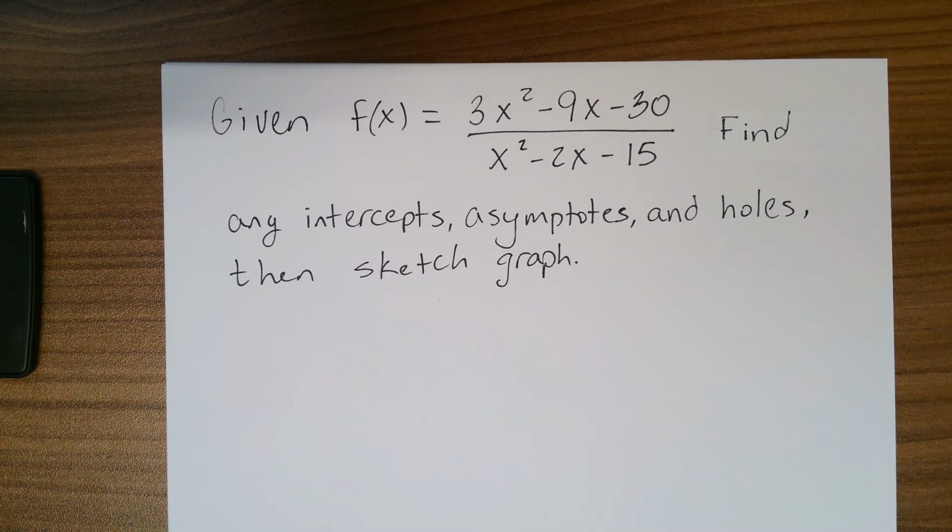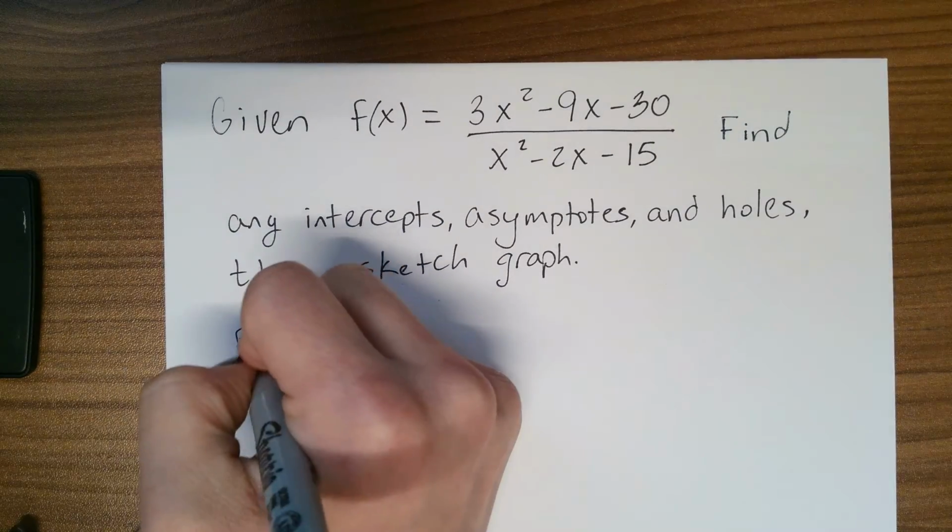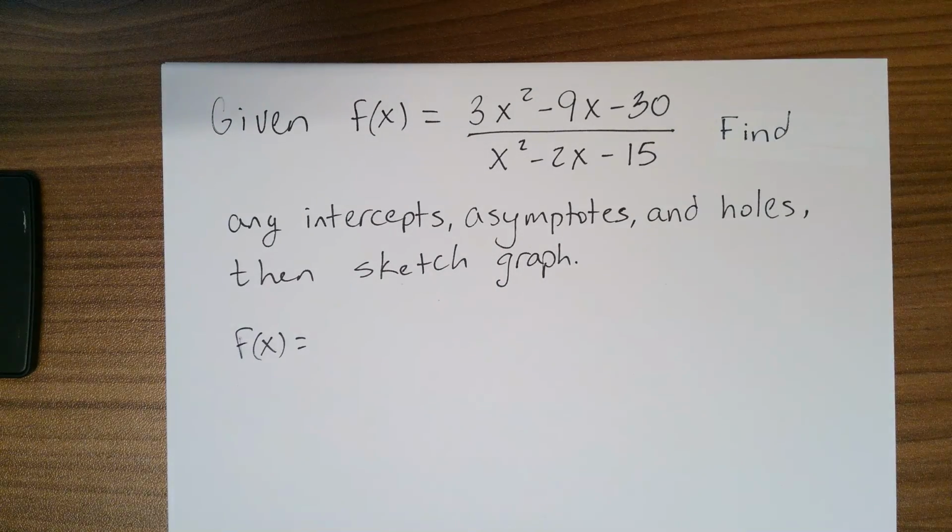f of x equals (3x squared minus 9x minus 30) divided by (x squared minus 2x minus 15). We want to find any intercepts, asymptotes, and holes that the function may have, and then sketch the graph. So it's definitely reasonable just to start off by factoring.